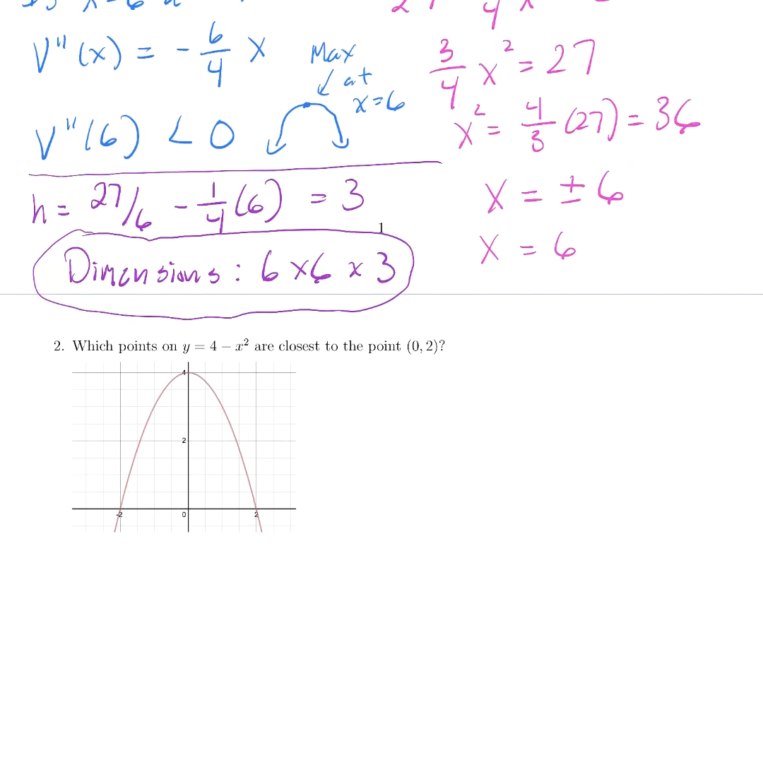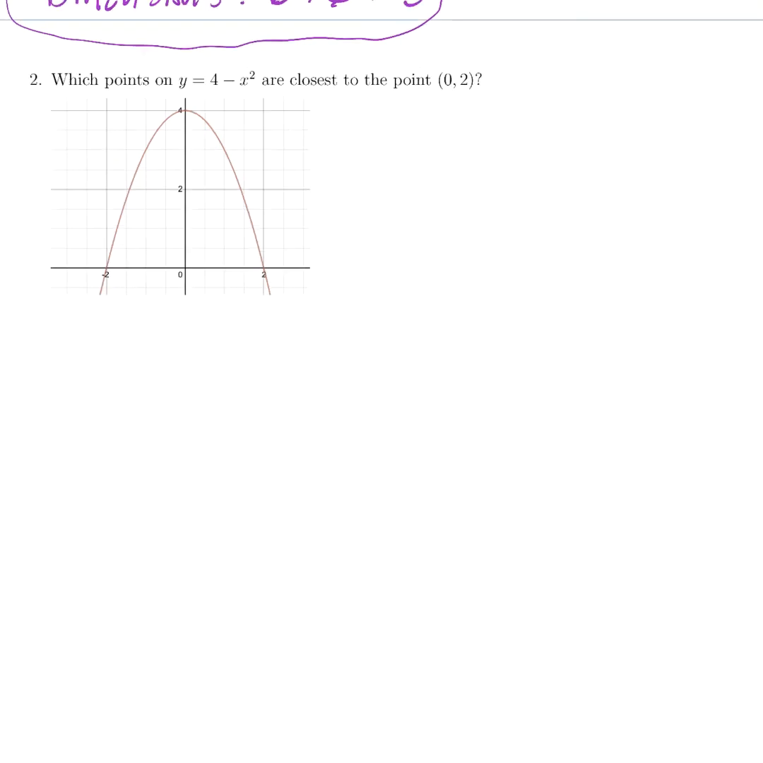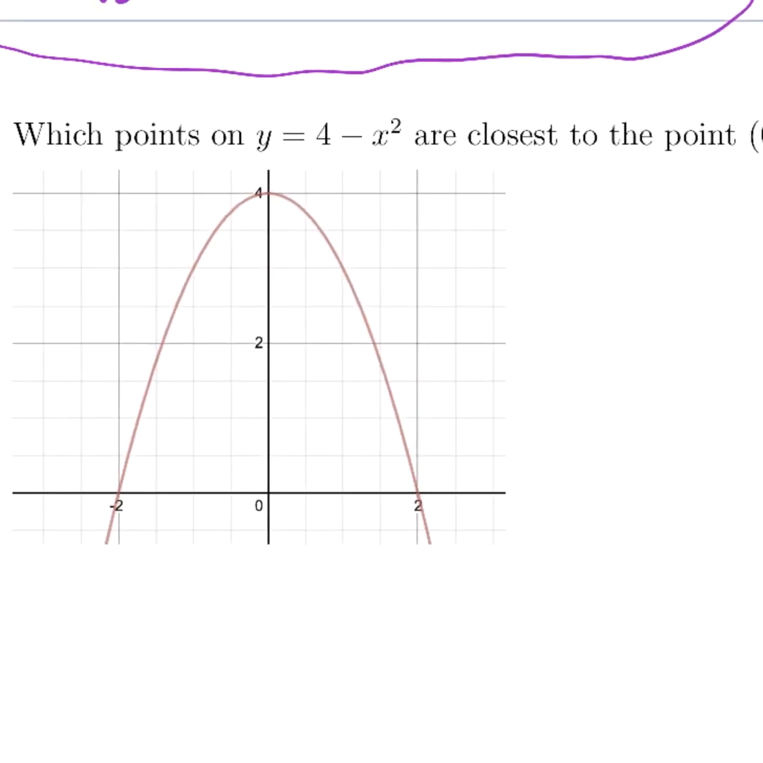Okay, let's look at a slightly different example. Which points on 4 minus x squared are closest to the point 0, 2? Okay, so let's zoom in here. We want to get close to this point. So closest to 2 means we're looking to minimize something. What are we looking to minimize? We're looking to minimize this distance, the distance to the point, some point on the curve. So let me call that distance d. Okay, so I want to minimize d.